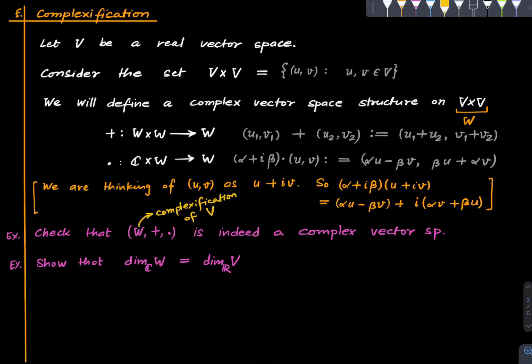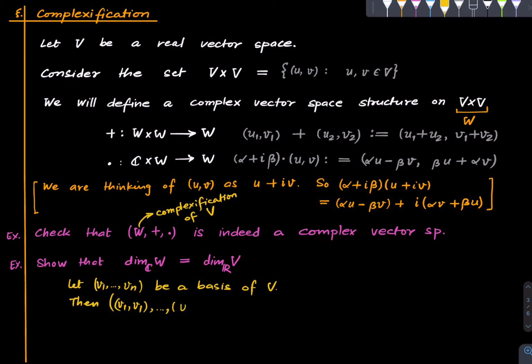To give a hint as to how you prove this, one way is the following. Let v1 up to vn be a basis of V. Then one can show that this thing is a basis of W. It may seem wrong, but it is actually true. To prove it, first assume that the dimension of V is 1 and verify this, then dimension of V is 2 and verify this, and then you can immediately see the pattern.